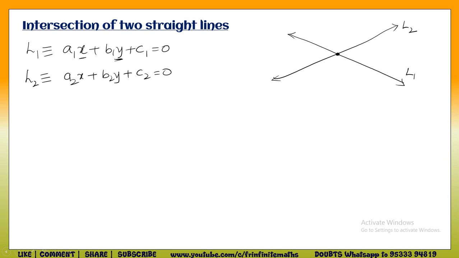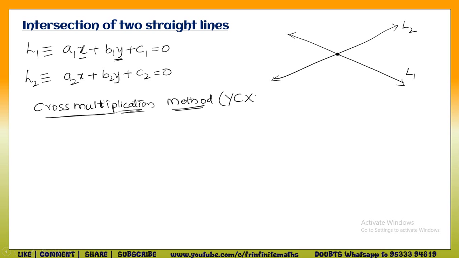For NCERT, it has already been introduced, whereas for AP and TS, this particular cross multiplication method is not introduced. So it is introduced in this particular chapter, right? Using this cross multiplication method, we are going to find out the values of x and y which are satisfied by both the line equations, which we call the point of intersection of those two lines. This cross multiplication method is also called the YCXY method.